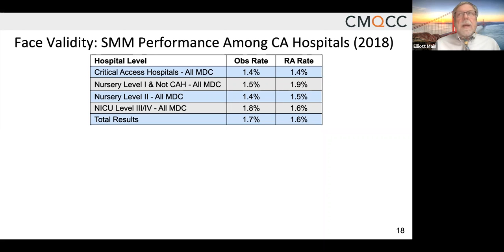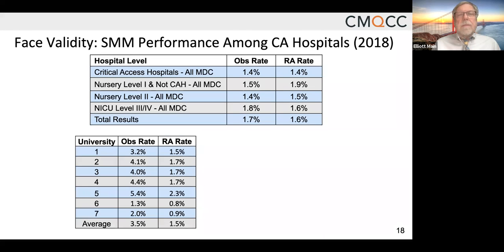The next slide shows you where it gets really interesting. First is looking at the highest of the high acuity facilities in California, which would be the 7 main campus university hospitals. They do have observed rates of severe maternal morbidity that are quite a bit higher, averaging 3.5%. Remember, the observed rate overall in California is 1.7%. You can see these are 3, 4, 5. There's one that's 1, 2.